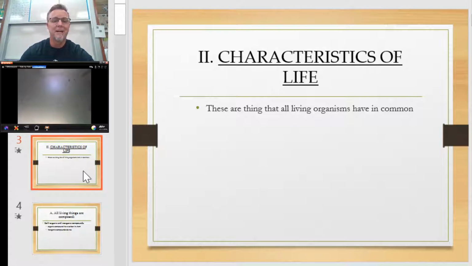Characteristics of life: you have to have every one of these characteristics in order to be considered alive. If you're missing just one, you're no longer considered alive. So we're going to start with the definition. The characteristics of life are the things that all living organisms have in common. So let's dive into that list.